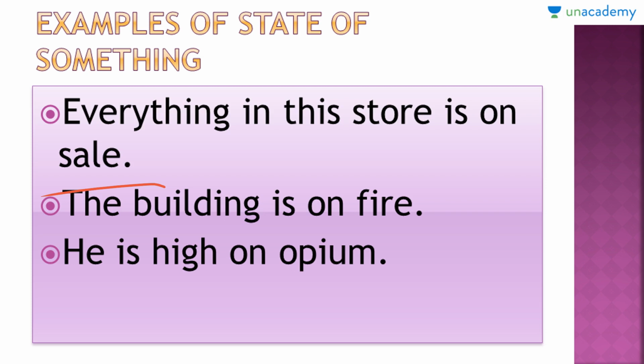So again, the state of a thing: he is high on opium. So what is the state of him? He is high on opium. So he must not be in a sane state. He must be insane. He must be acting like mad. So we see that on is used to describe not only the state of things but also human beings. So he's high on drugs, he's high on alcohol. So all of these things, when we describe, we use on.